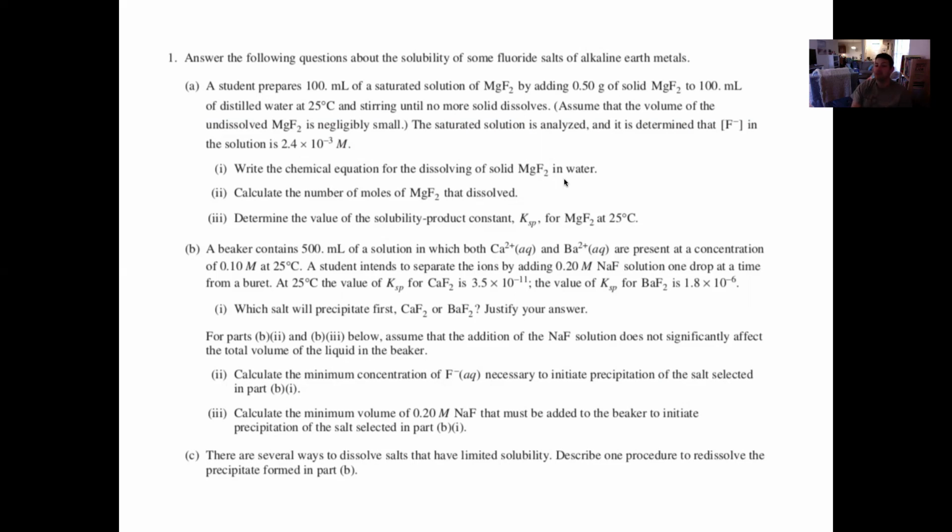That should be a very simple question. Calculate the number of moles of MgF2 that dissolved. All right. That should also be a fairly simple question.